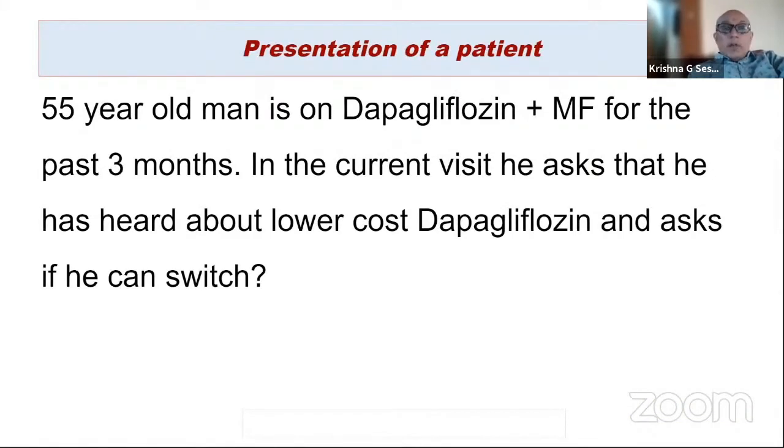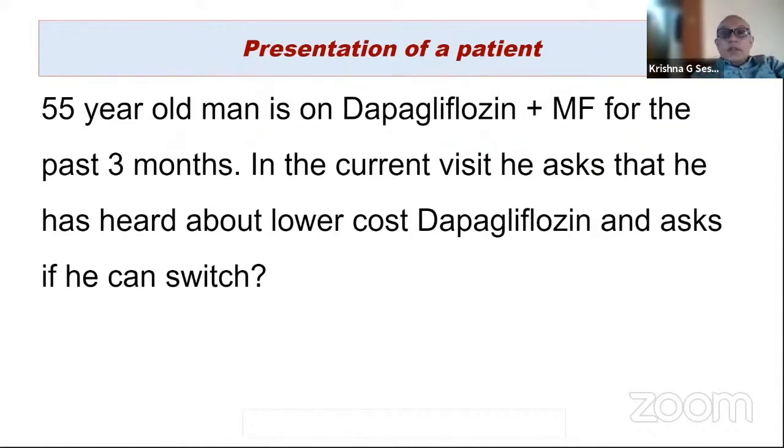The other important thing to remember, and I just want to emphasize to you, is that in patients who are thin, on whom you're considering adding an SGLT2 inhibitor to insulin, be very careful, especially when they have to stop the insulin, because of the risk of euglycemic ketoacidosis.